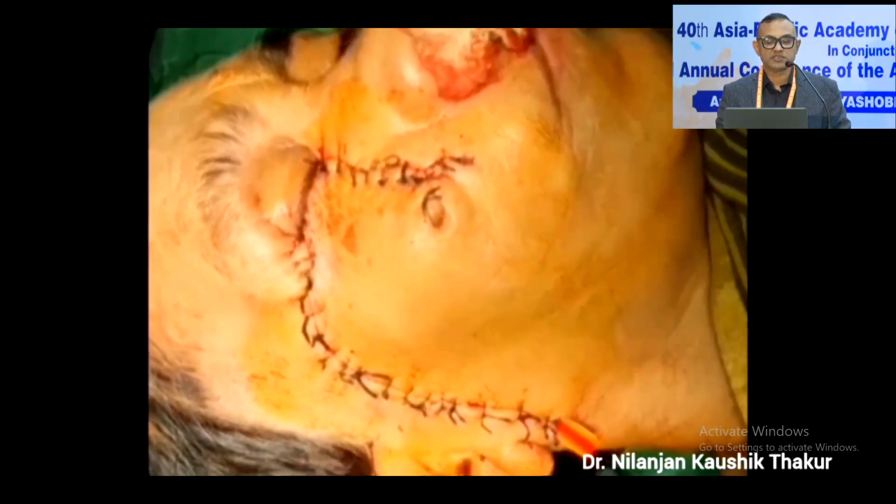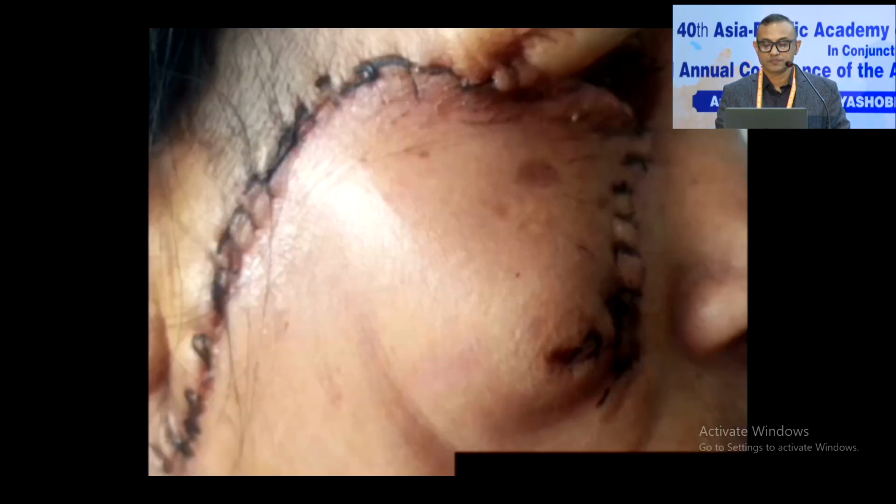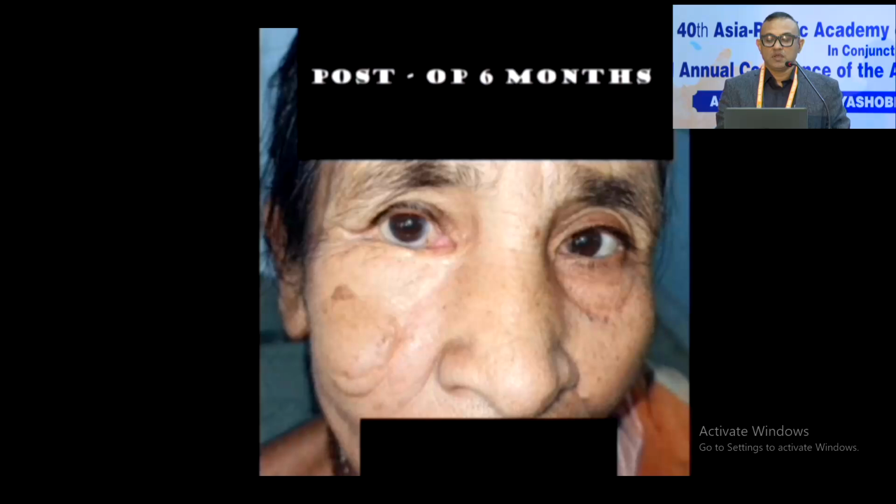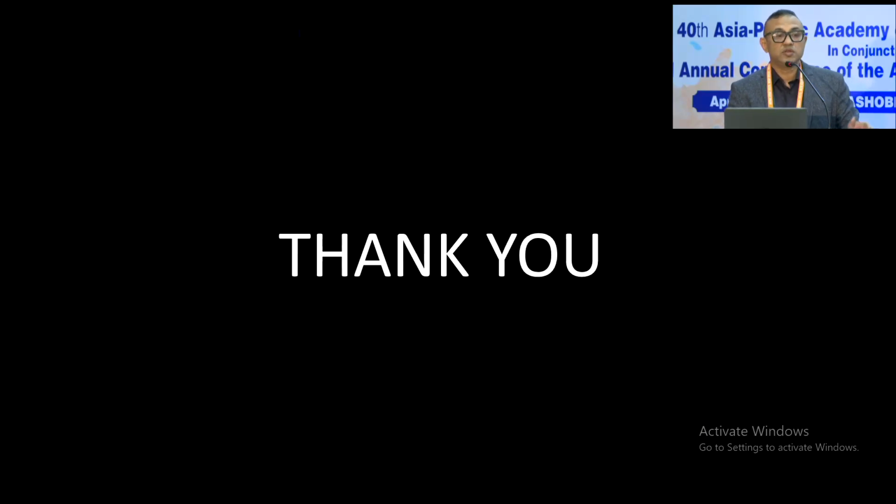So this surgery is completed. These are the post-operative pictures. Actually, we had some problem because there will be epiphora in those patients, and we need to counsel these patients pre-operatively. Thank you so much.